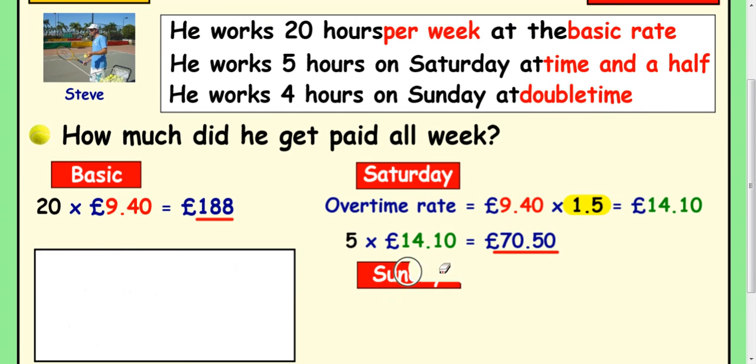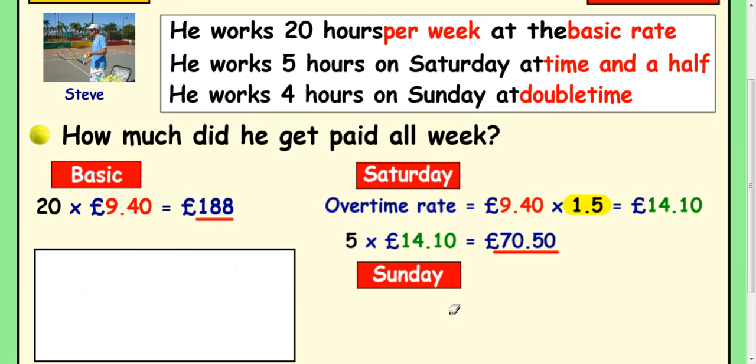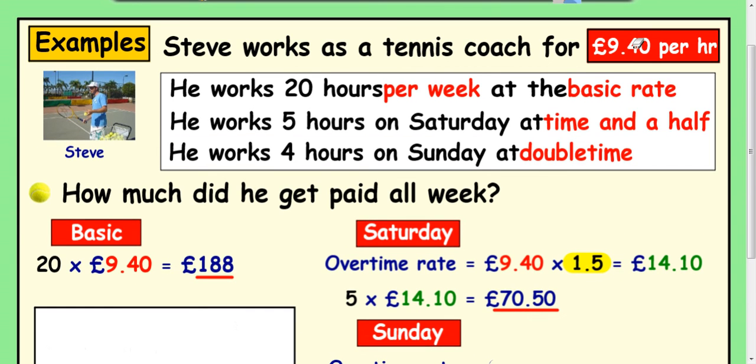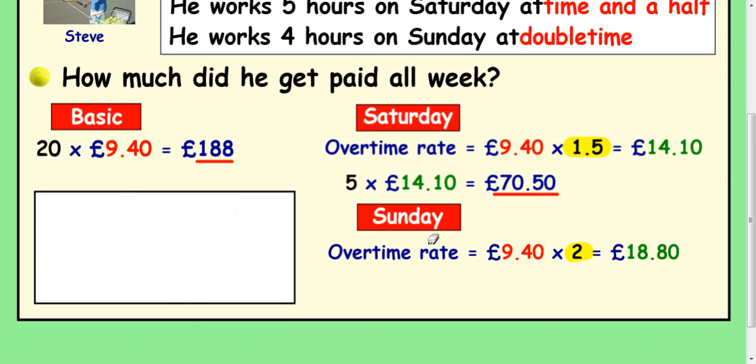Okay, let's put a wee heading for Sunday. Now Sunday is getting double time, so let's work out the overtime rate. What do you do to the £9.40? Well, you double it, so times by 2. And he's getting £18.80 on the Sunday for every hour he works. How many hours is he working? 4. So do 4 lots of that, and you get your answer.